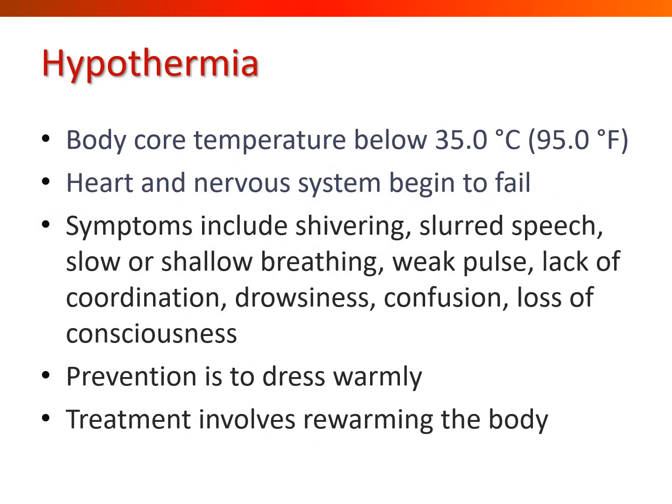So let's take a look at some homeostatic imbalances. We're going to start off with hypothermia. So hypo means low, and thermia means condition of being warm, basically. Thermal means heat. So this is when your body core temperature drops to about 35 degrees Celsius or 95 degrees Fahrenheit. And what happens at this point is that the heart and the nervous system begin to fail.